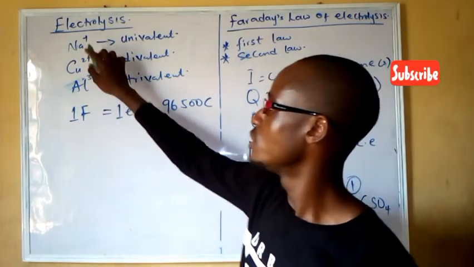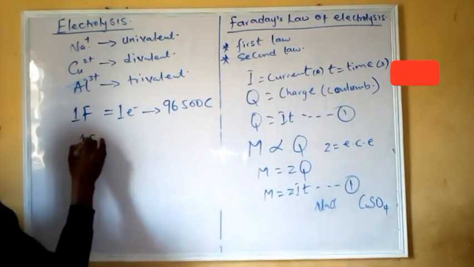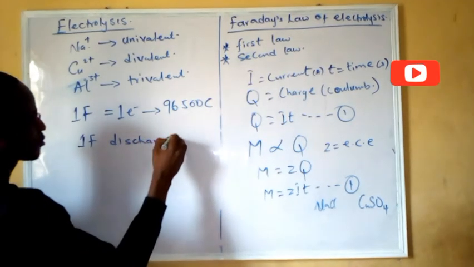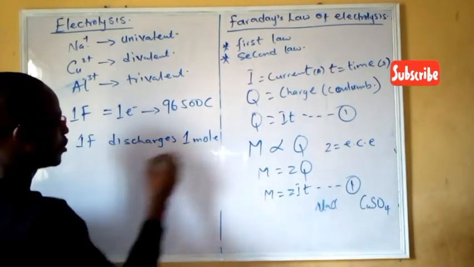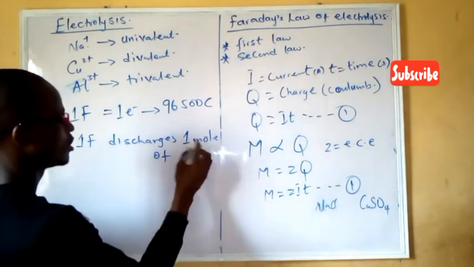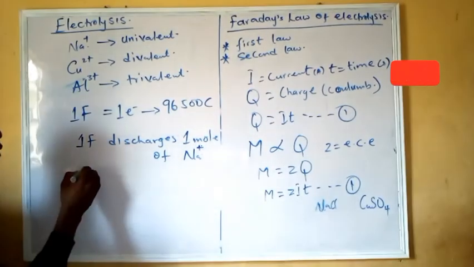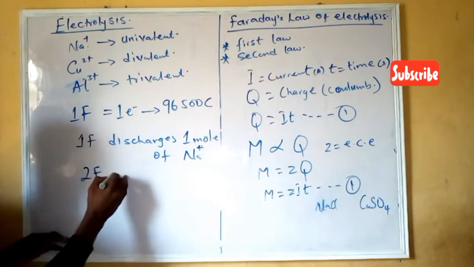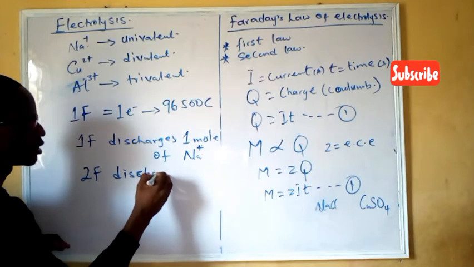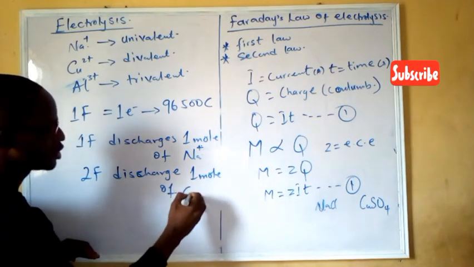So 1 Faraday will discharge 1 mole of Na+. Relatively, 2 Faraday will be required to discharge 1 mole of Cu2+.